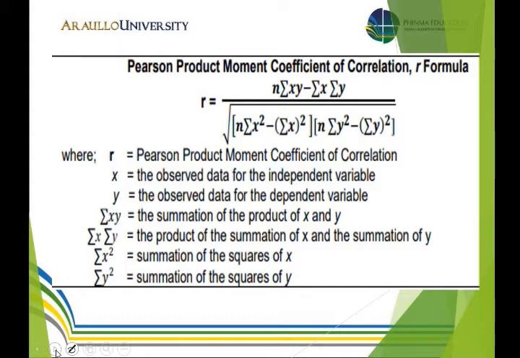Where r is the Pearson product moment coefficient of correlation, and then x is the observed data for the independent variable, and then y is the observed data of the dependent variable. And then we have summation of xy, which is the summation of the product of xy. So meaning ang operation natin is multiplication. And then we have summation of x and summation of y, which is the product of the summation of x and summation of y. And then we have summation of x squared, which is summation of squares of x. So we need to multiply it by itself. And then we have summation of y squared, and ganun din yung process, summation of squares of y.